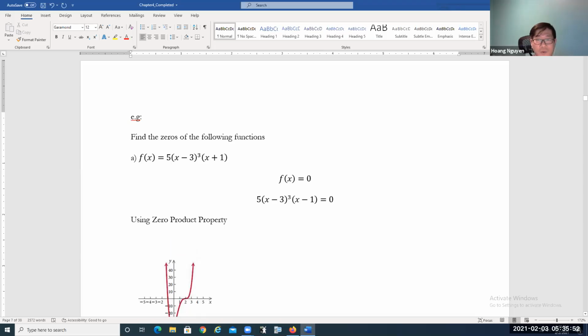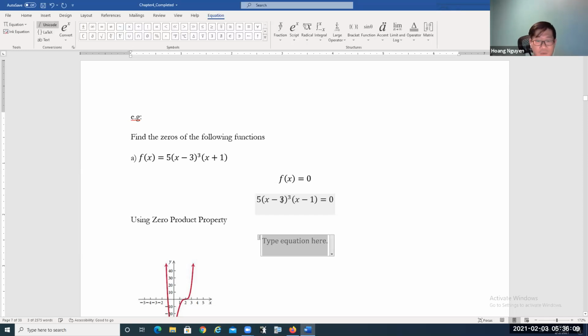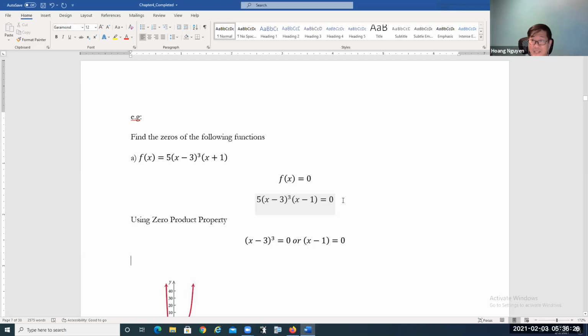So we have a product equal to 0, so we're going to set each factor equal to 0. The first factor is 5. 5 is not going to be 0, so you don't have to worry about that factor. The second factor is x minus 3 to the power 3, and we set that equal to 0. Or the other factor, x minus 1, we also set equal to 0, and solve those related equations.